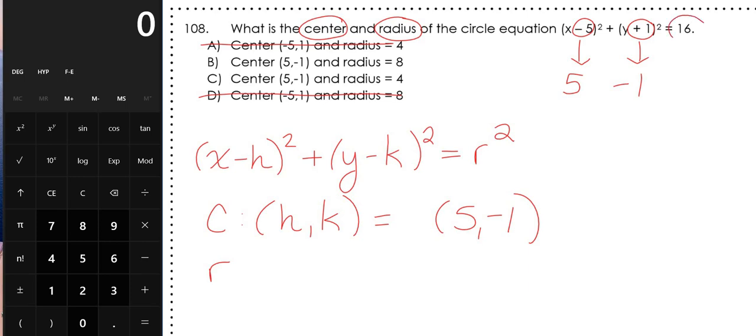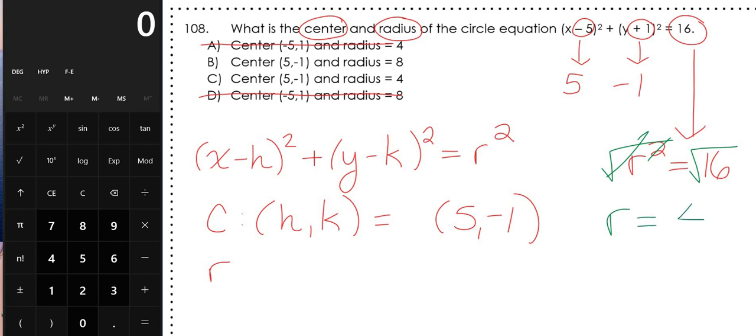Next, to get your radius, you're going to take the number on the right side of the equal sign, which is your r squared. So right now, r squared is 16. You want to take the square root of whatever is there on the right-hand side. So if we square root r squared, the square and the square root cancel, so you get r equals the square root of 16, which is exactly equal to 4. We're going to go with the positive square root. So 4 is my radius.